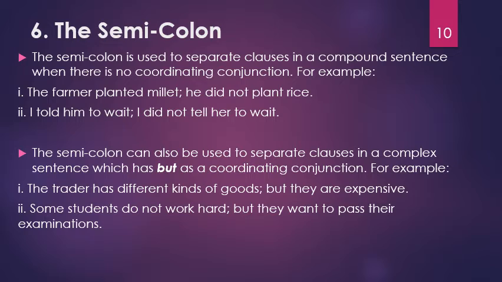The semicolon can also be used to separate clauses in a complex sentence which has "but" as a coordinating conjunction. For example, the trader has different kinds of goods; but they are expensive.